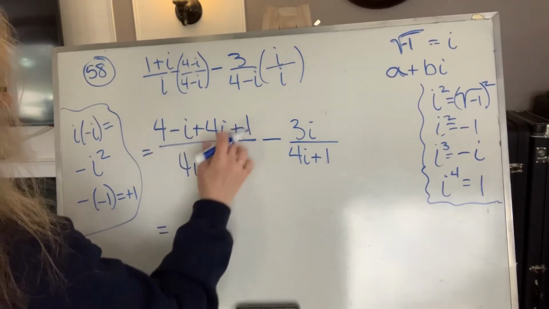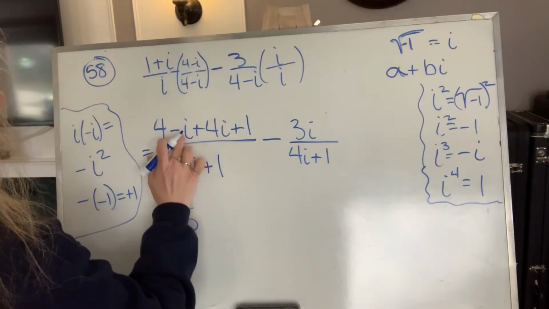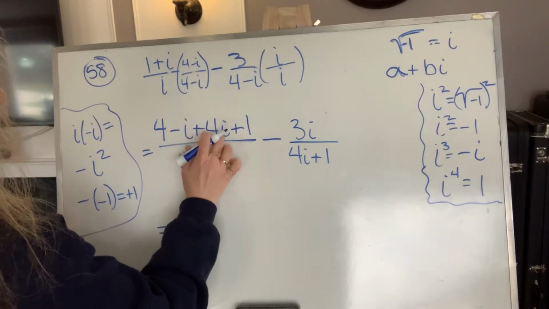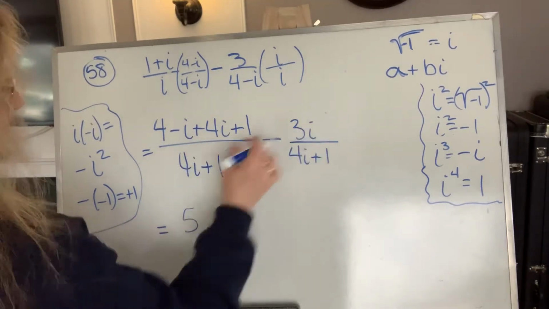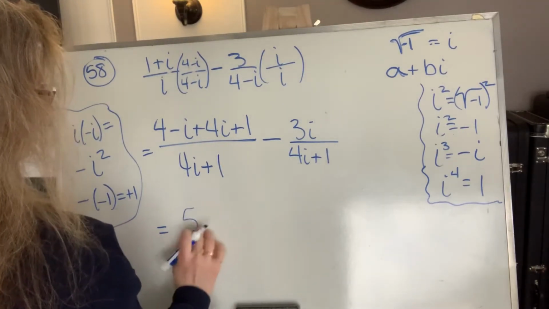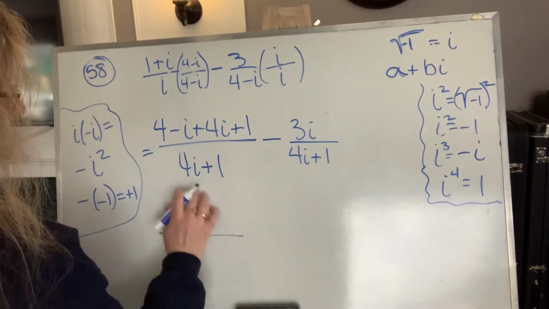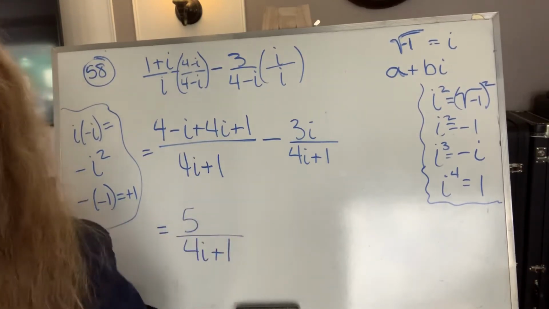So 4 plus 1 is 5. Let me collect all my terms that have i. I have a minus i plus 4i, that's 3i, minus 3i. Ooh, that dropped out. Hot diggity dog. So that's simply 5, and then my denominator is 4i plus 1.